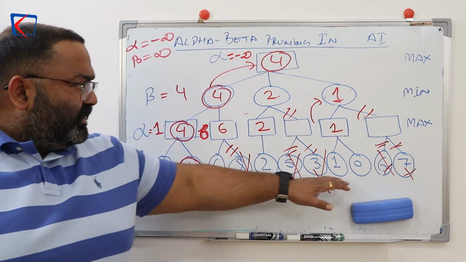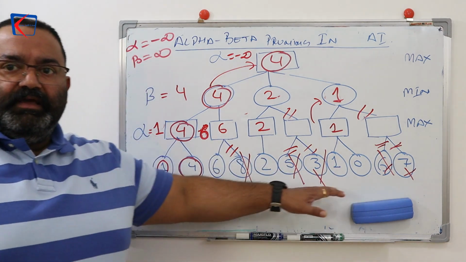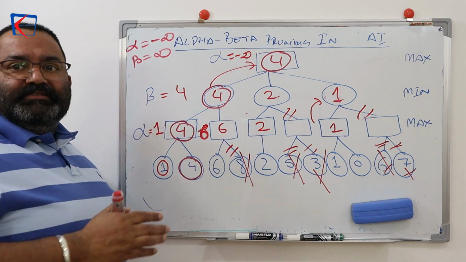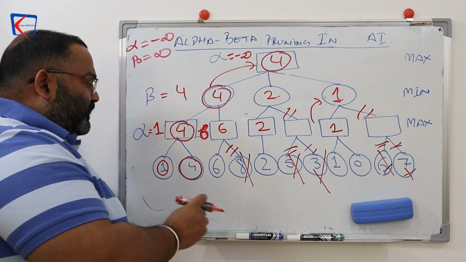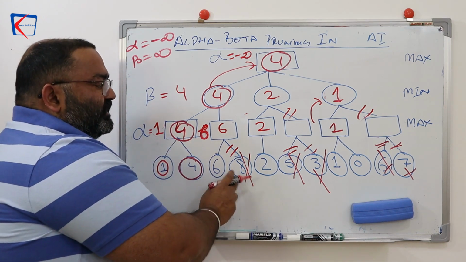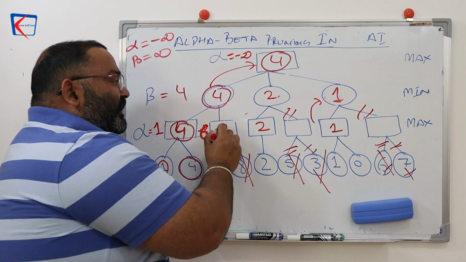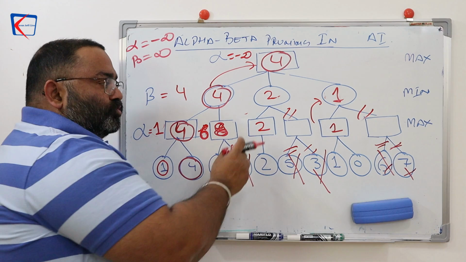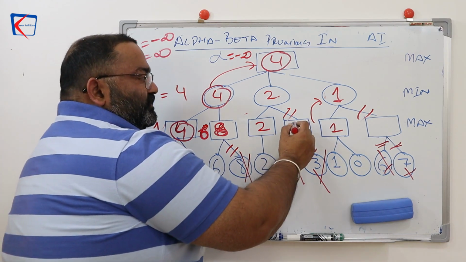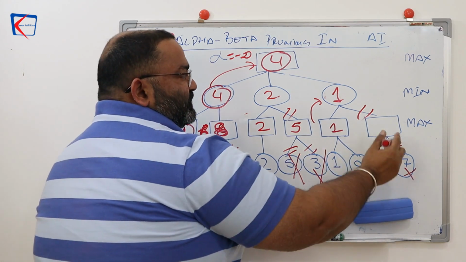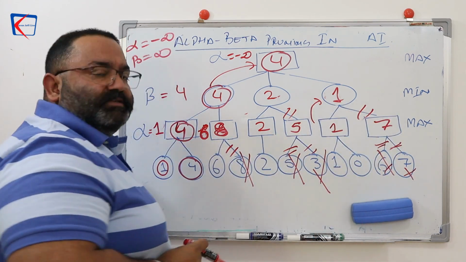Now on the same tree, if I apply the max min algorithm also, you will see the result will be the same. So here let us do it. 1 and 4, which is max, 4 comes here. 6 and 8, which is max, 8 comes here. 2 is only 1, so 2 comes here. 5 and 3, which comes here is 5. 1 and 0, which comes here is 1. 6 and 7, what comes here is 7.